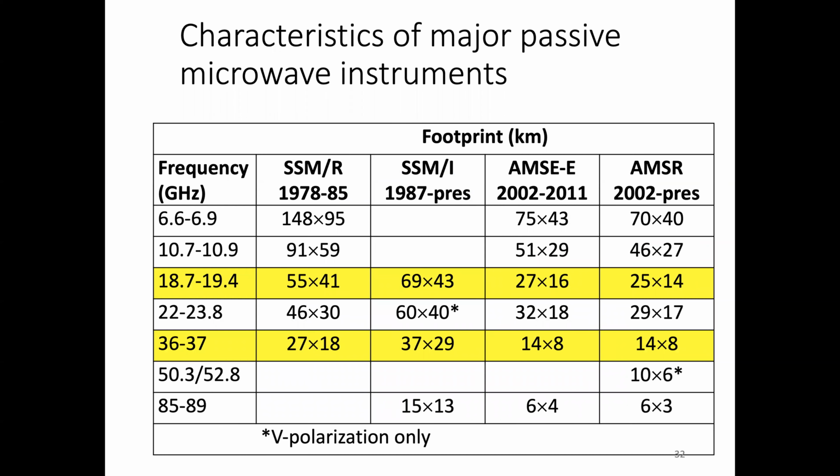This table shows the frequencies of major passive microwave instruments. The frequencies highlighted are used primarily for estimating snow water equivalent, including the 18 and 30 gigahertz channels. You can see newer sensors like AMSR with new technology have a smaller footprint than old ones like SMMR or SSMI. So if you look at the spatial resolution there, it's more of a 25 by 14 kilometer instead of the older 55 by 41 kilometer, or 14 by 8 kilometers instead of the older 27 by 18 kilometers.